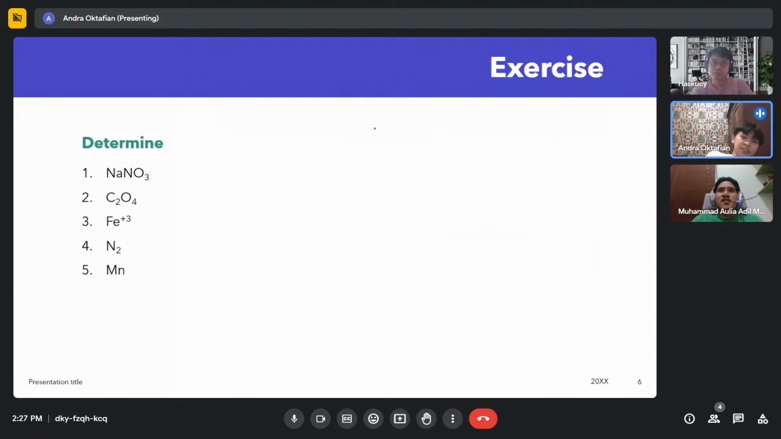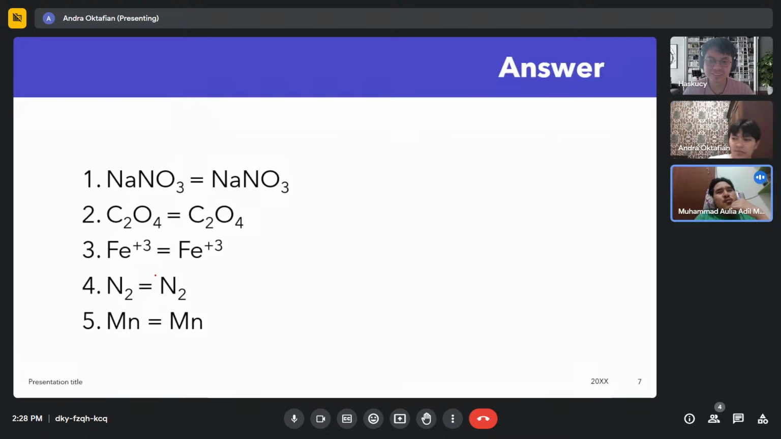This exercise will teach you how to use the oxidation states. Determine the oxidation state in sodium nitrate, then J2O4, and the iron with the ion +3, nitrogen, and manganese. We have to determine the oxidation state, right? Yeah, the oxidation state.